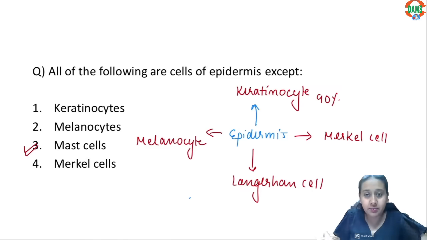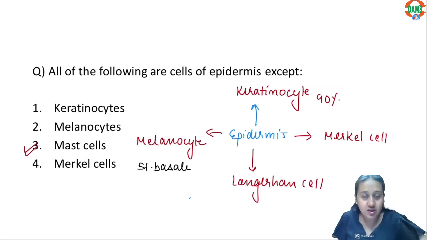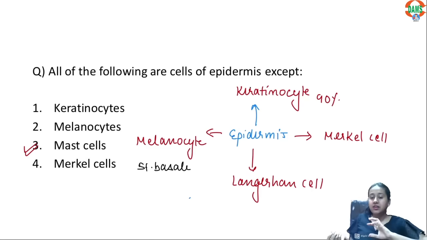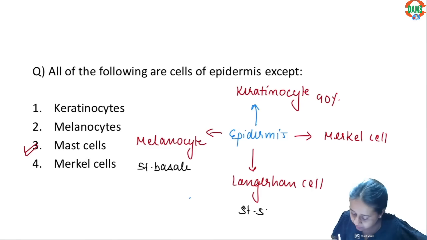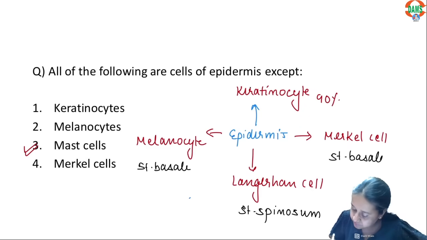Melanocyte is our pigment producing cell which is located in stratum basale. Your Langerhans cell is an immune cell, the first line of defense, which is located in your stratum spinosum. While Merkel cell is the touch receptor which is again located in stratum basale. Mast cell is a cell of your dermis.